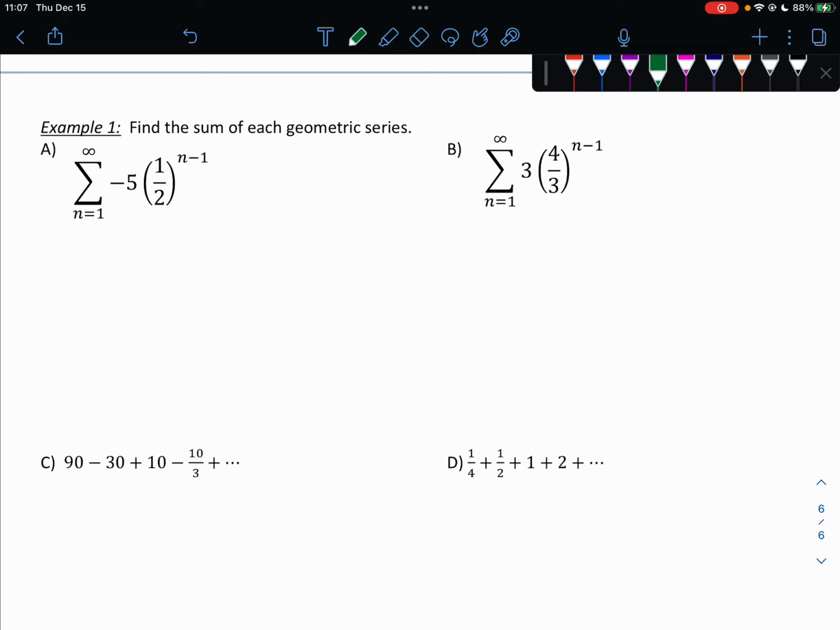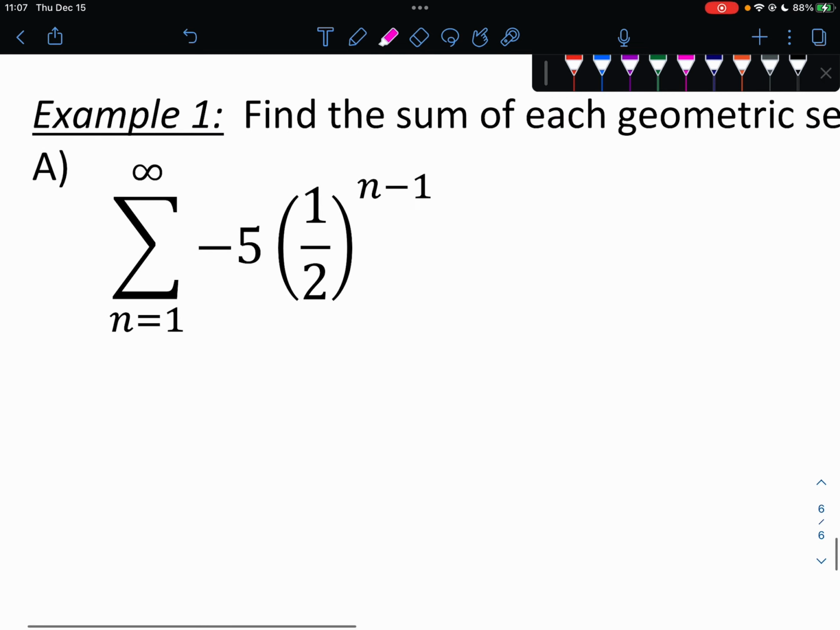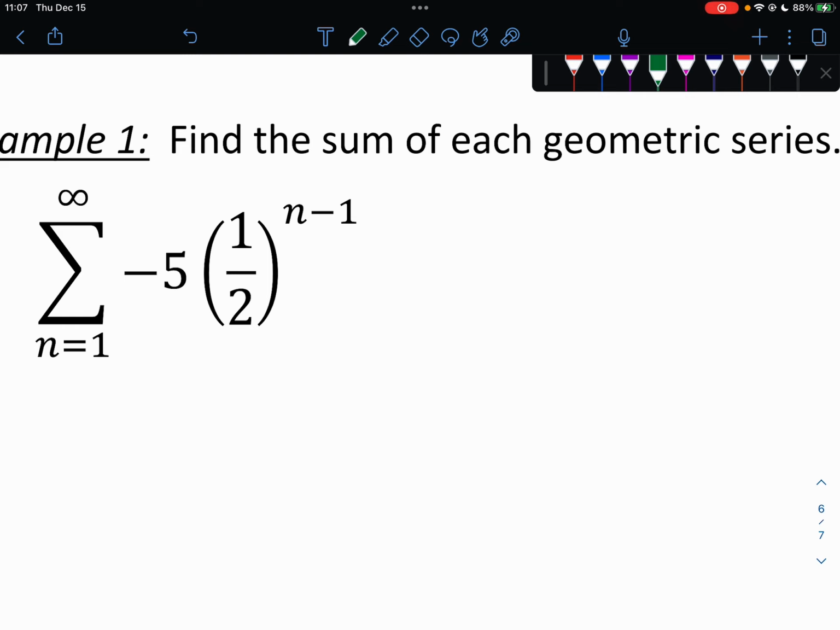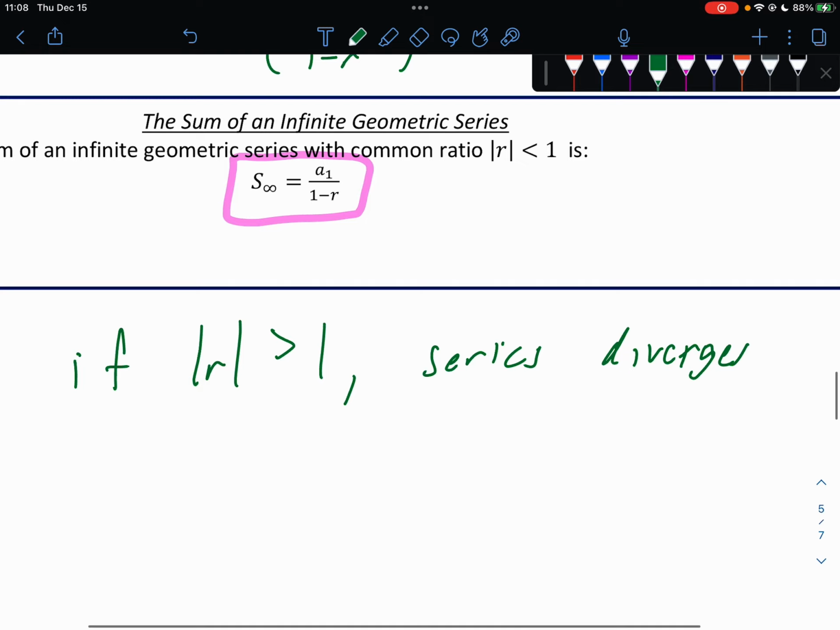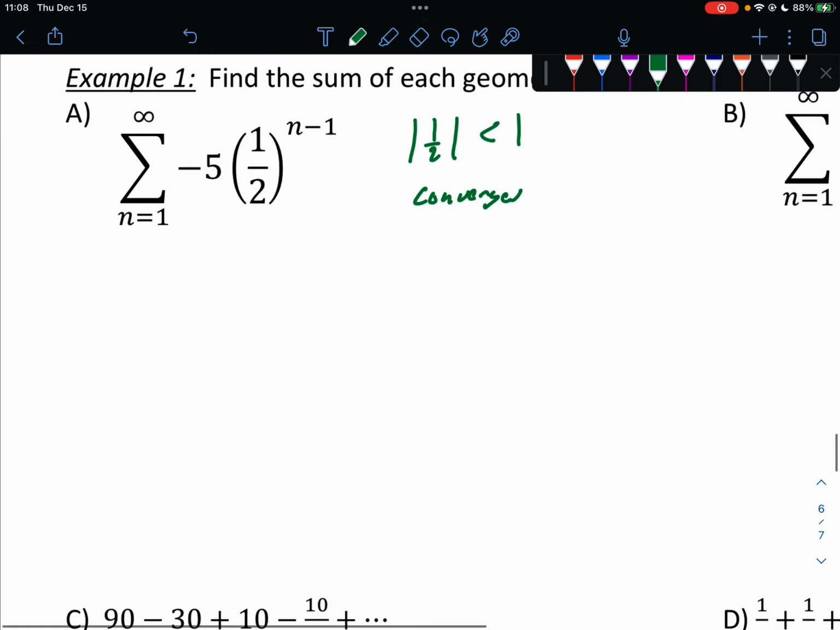So here's an infinite geometric series. How do I know it's geometric? Look at the formula. How do I know it's infinite? Because there's an infinity right there. So is the absolute value of r greater than or less than 1? So the absolute value of 1/2 is less than 1. So this series converges, which means we can use this formula here, a sub 1 over 1 minus r.